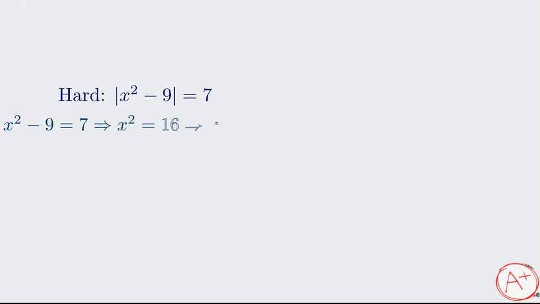For the final question, case 1 gives x squared minus 9 equals 7, so x squared equals 16, giving x equals plus or minus 4. Case 2 gives x squared minus 9 equals negative 7, so x squared equals 2, giving x equals plus or minus the square root of 2.